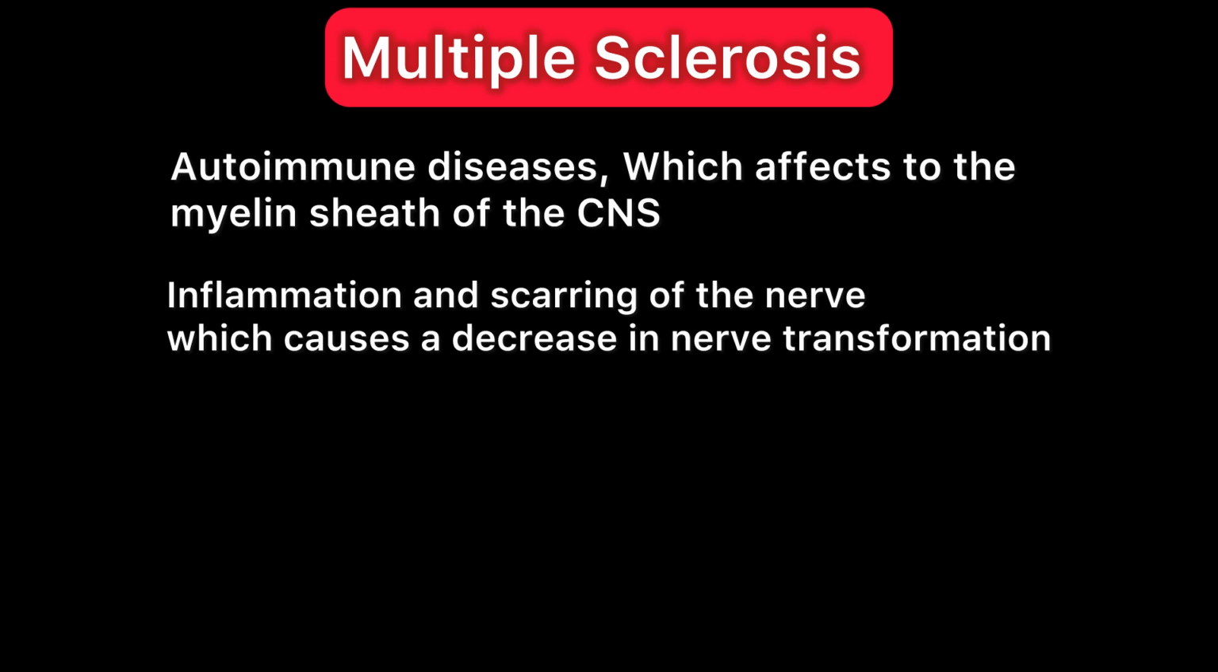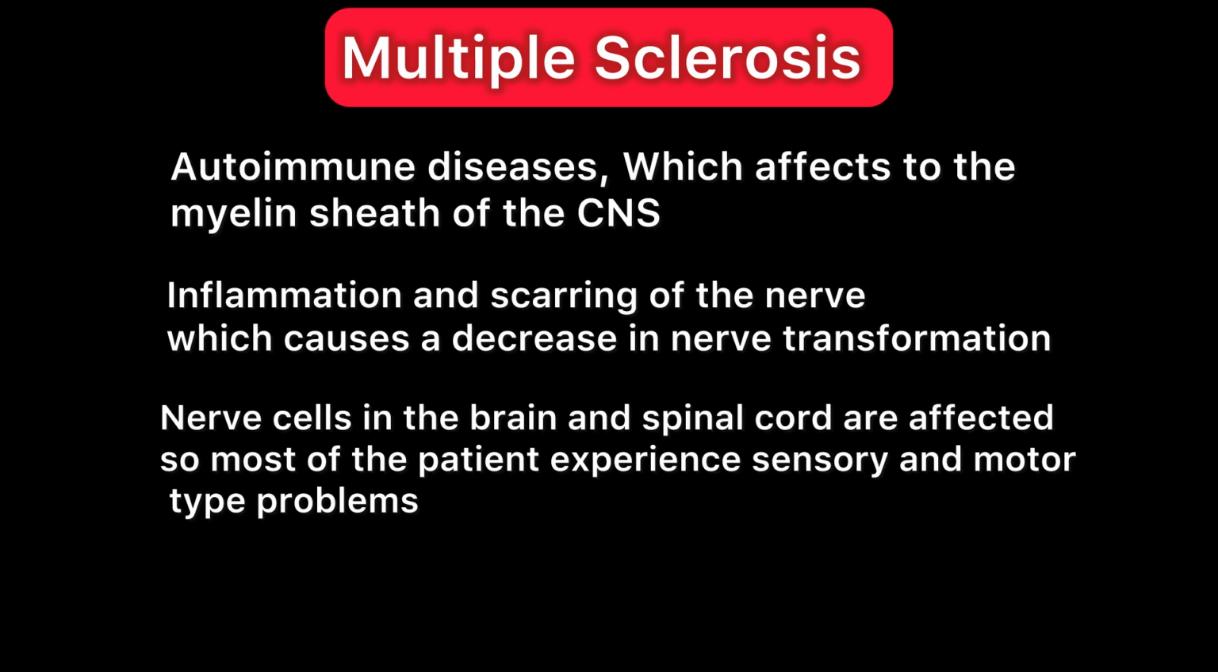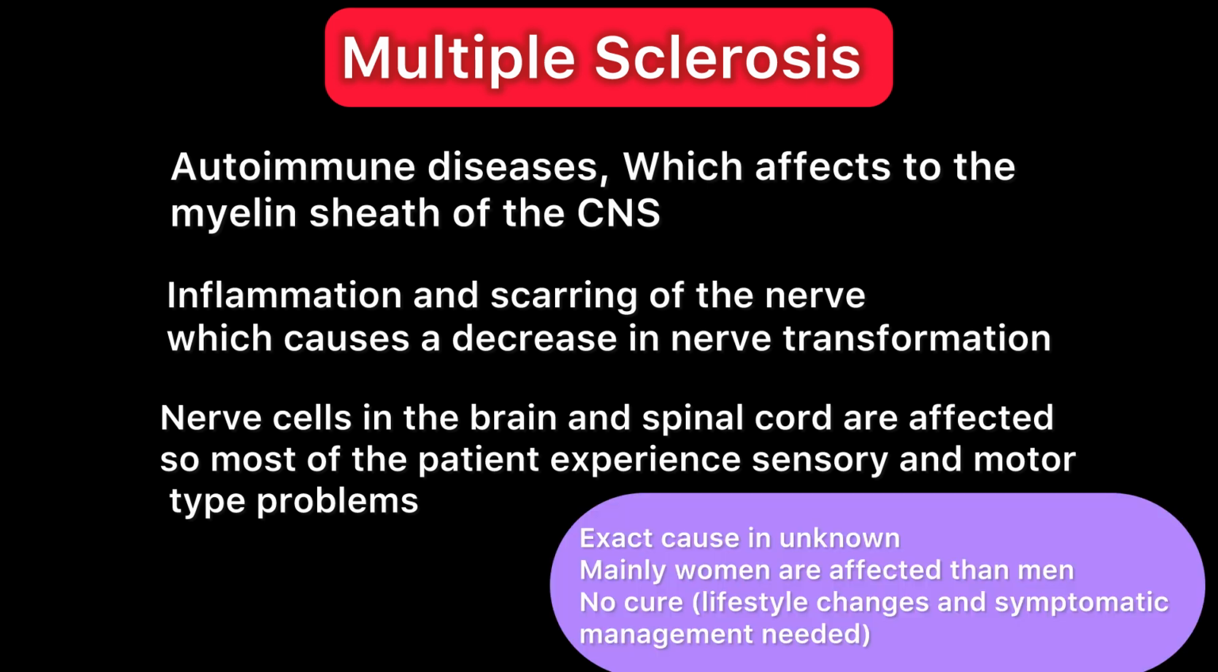It's an autoimmune disease that affects the myelin sheath of the central nervous system. This leads to inflammation and scarring of the nerve, which causes a decrease in nerve transmission. The exact cause is not totally known, and this tends to occur more in women than men. There is currently no cure, but there are lifestyle changes and medications that can improve signs and symptoms.